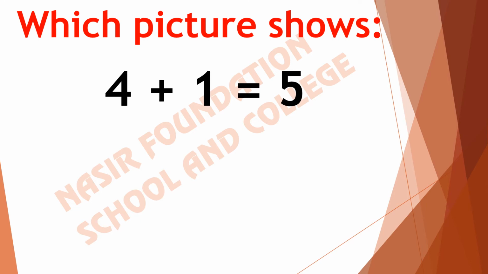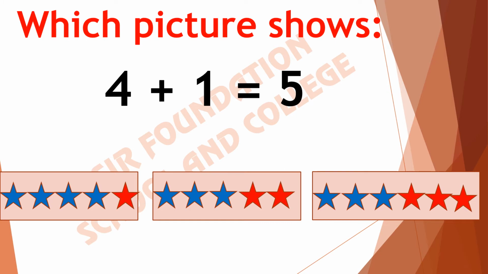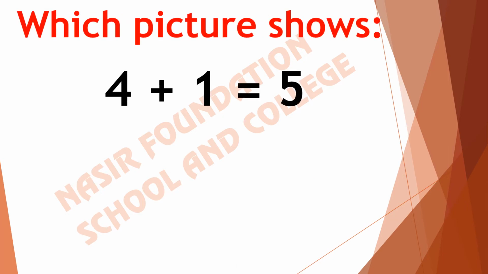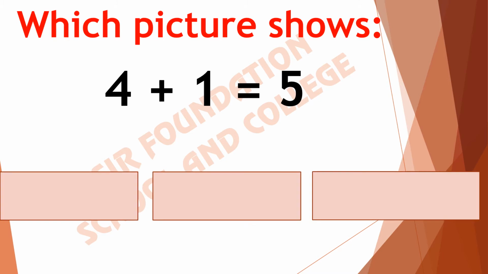Which picture shows 4 plus 1 equals to 5? Here we can see that there are different pictures. And we will see which picture makes 4 plus 1 equals to 5 by counting the stars. We will count the stars. 1, 2, 3, 4. There are 4 blue stars and 1 red star. In the first picture there are 4 blue stars and 1 red star.